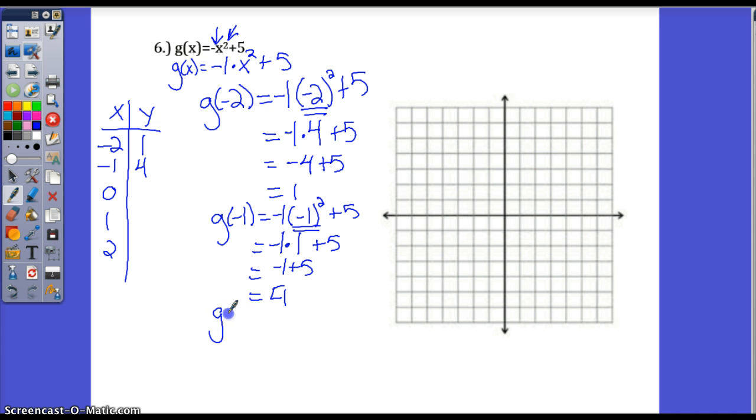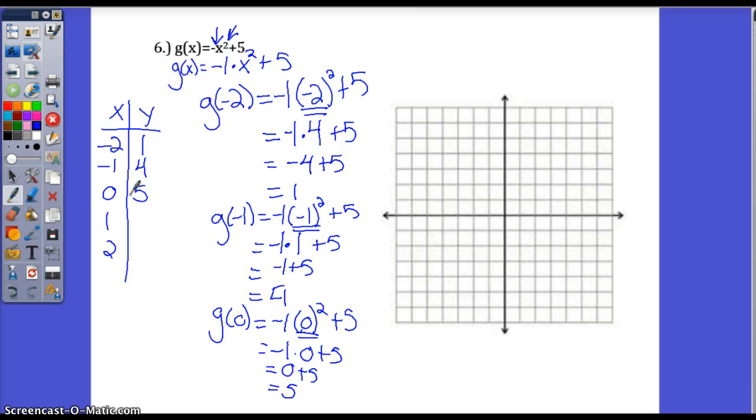G of 0, we have negative 1 times, in parentheses, 0 squared plus 5. 0 times 0 is 0, so we have negative 1 times 0 plus 5, which is just 0 plus 5, which gives me 5. So we have 0, 5.